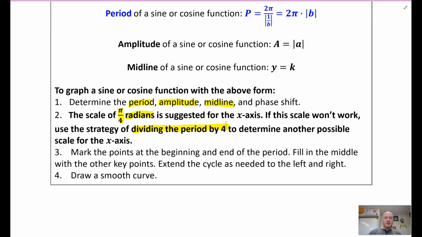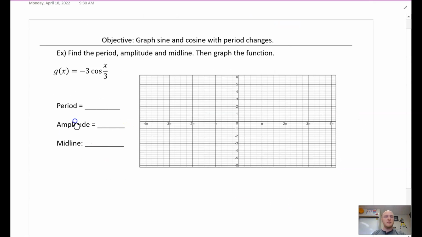Step 3, you're going to want to mark the points at the beginning and end of the period. And then from there, we'll fill in the other middle points, just cutting it in half and then cutting that in half. And then lastly, extend the cycle as far as needed left and right, and we'll cap it off with a smooth curve. Okay, so let's go ahead and look at our first example.